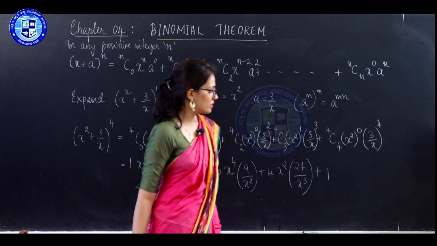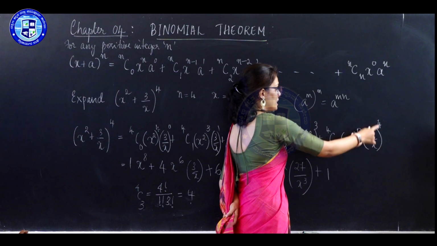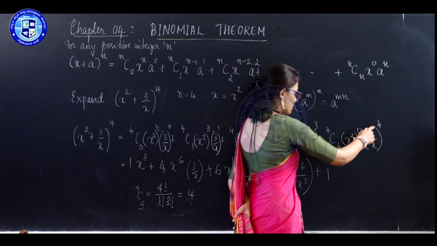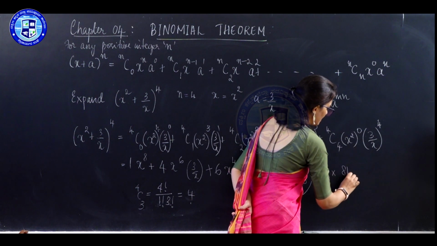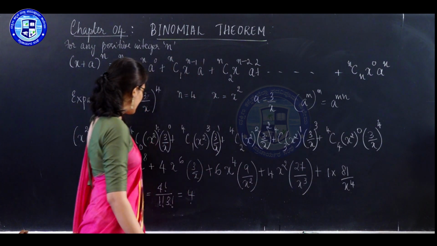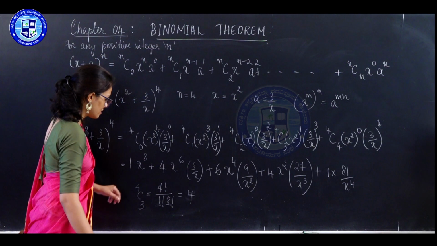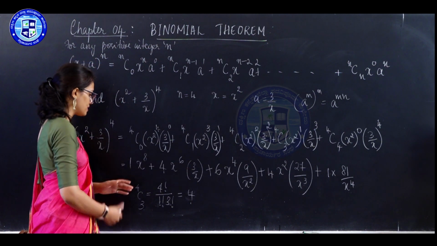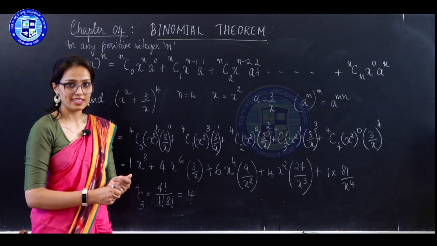x square to the power 0 will be equal to 1. 3 by x to the power 4. So, 3 to the power 4 is 81 divided by x to the power 4. Now, let us multiply the constants here, the numbers here, and cancel out the x terms if we can, and write the final answer.